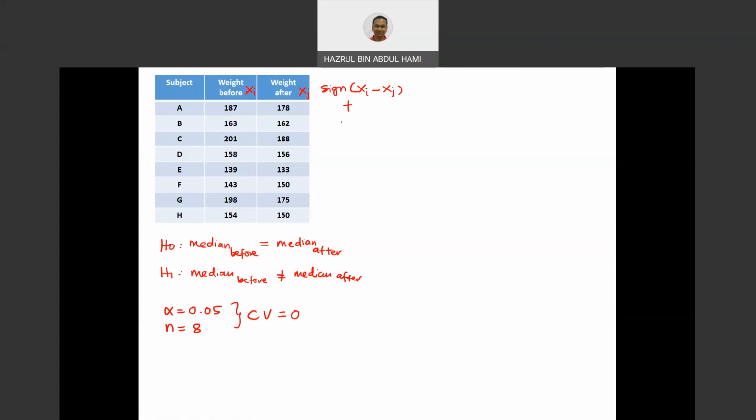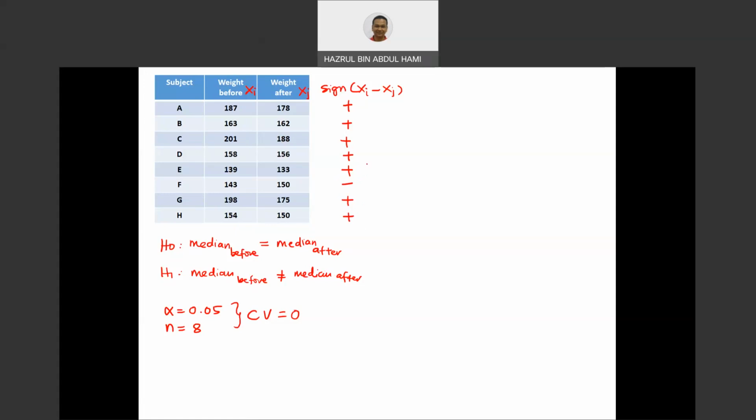163 minus 162 is also positive. 201 minus 188 is also positive. 158 minus 156 is also positive. 139 minus 133 is also positive. 143 minus 150 is negative. So 198 minus 175 is positive, and 154 minus 150 is also positive.